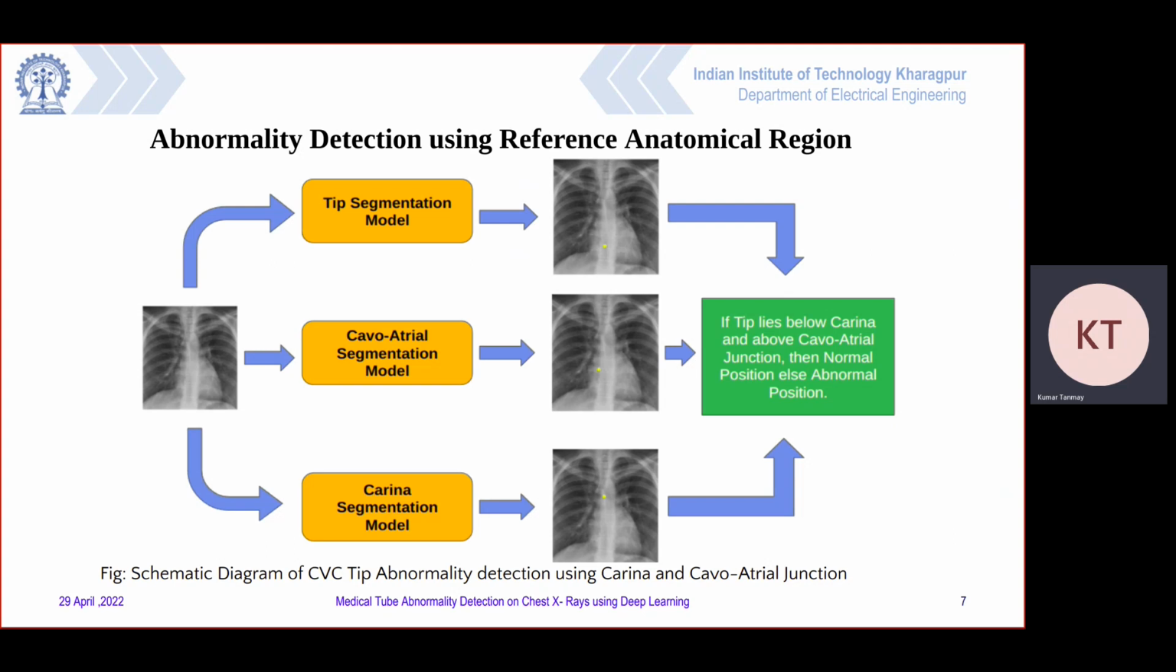The Euclidean distance helps to find the spacing between the tips and the reference anatomical regions. The results using this method are better than that of the student-teacher approach. We have used F1 score, recall, and precision values to evaluate the method.